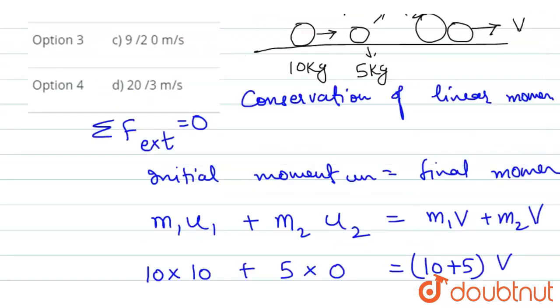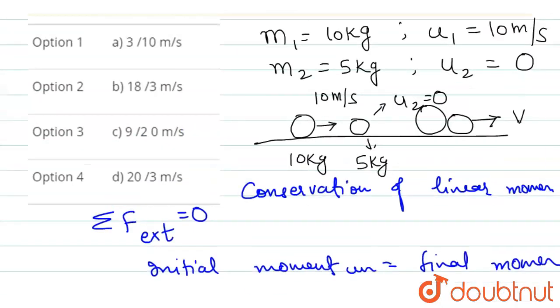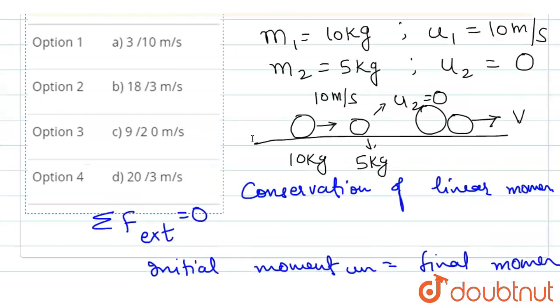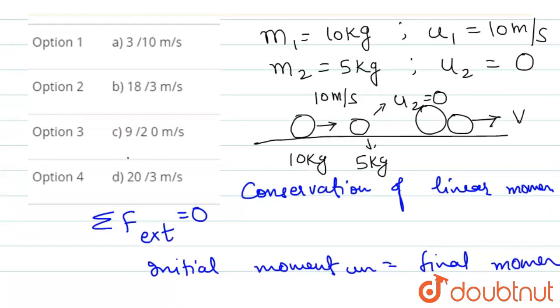So now let's check in the options which option is correct. In the options, when we check this, we get that option number 4, 20 by 3 meter per second, is correct.